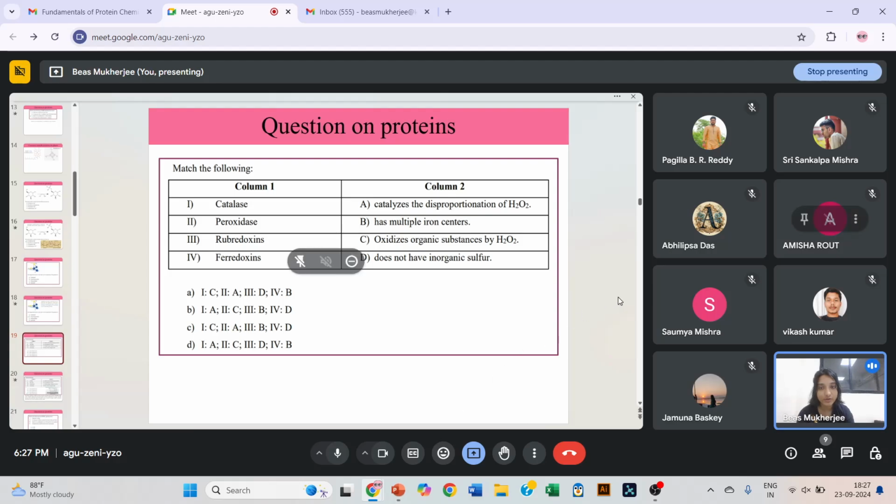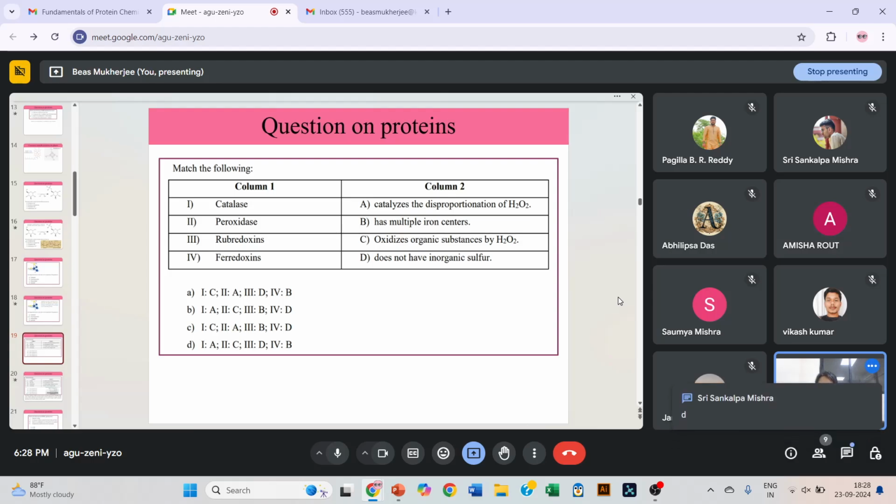Right, we move on to the next question. Now this is a match the following question. So try to answer. What does catalase do? What about peroxidase, rubredoxin and ferredoxin? If you remember the figures of rubredoxin and ferredoxin, you will be able to answer the questions. Peroxidase you already know. Try to answer.